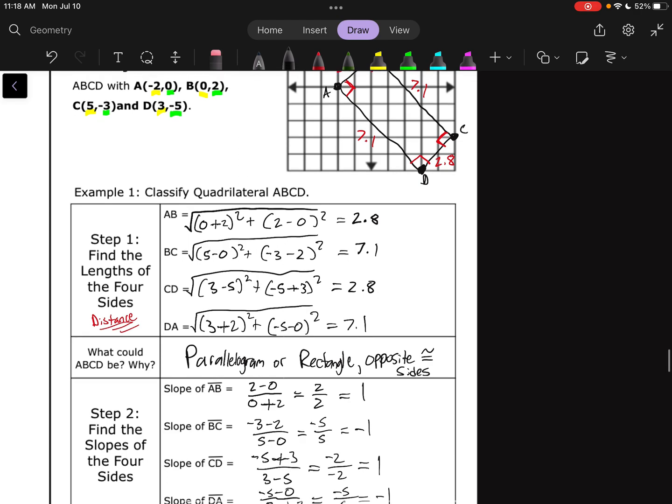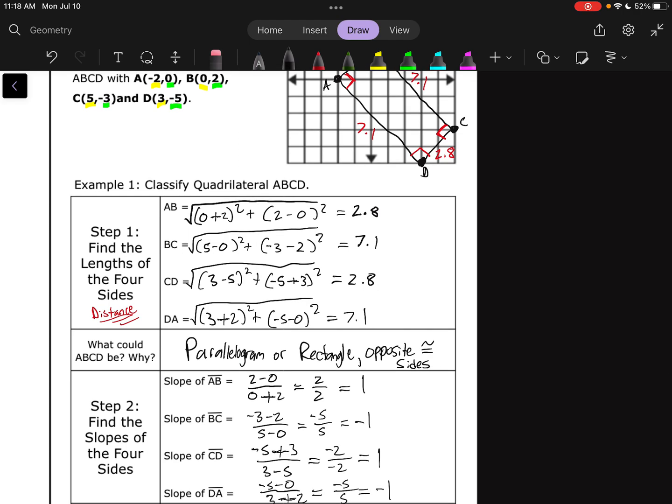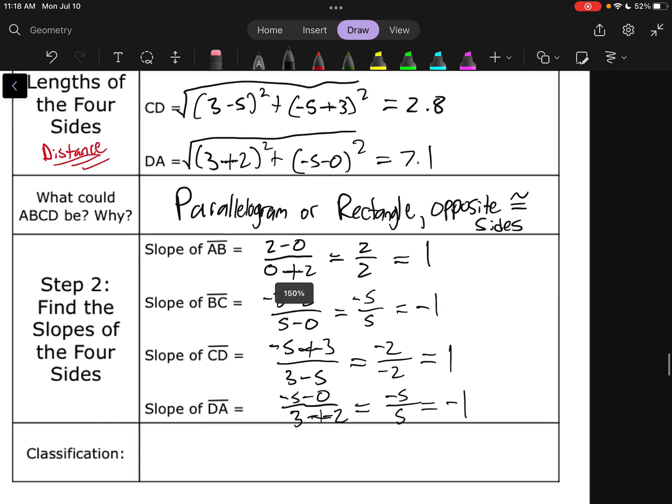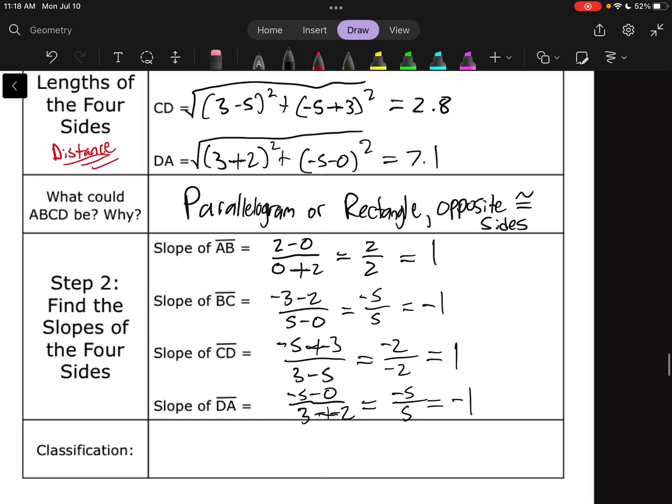So we do confirm by checking the slopes to see if they're perpendicular that we do have right angles in here. So since we have those opposite sides that are congruent and we have the perpendicular slopes, this is a rectangle. All right, and I'll make a note over here that confirms that we do have right angles.